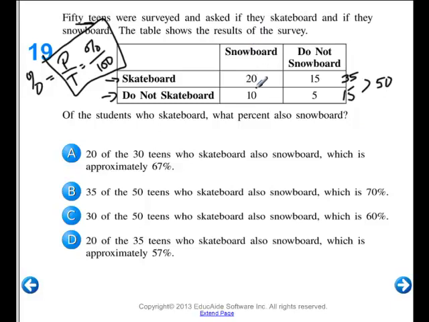So I had 20 and 10, 30 who snowboard, and 15 and 5, 20 who don't. Again, you'll notice that's our 50 that we surveyed. So it's easier to get those totals first.